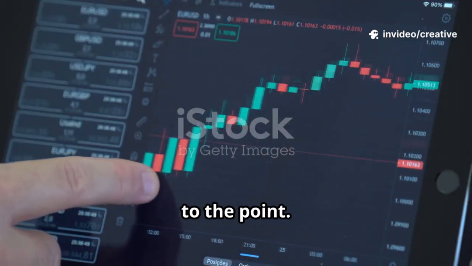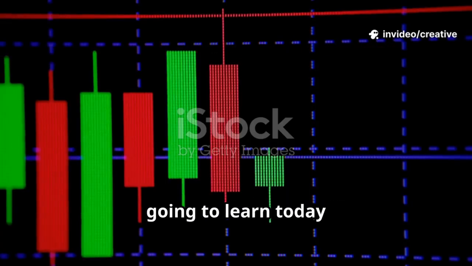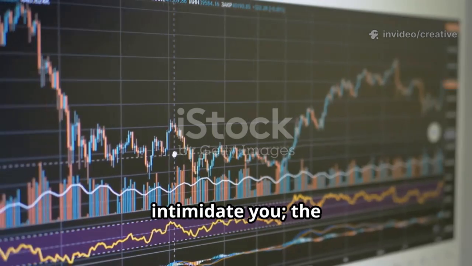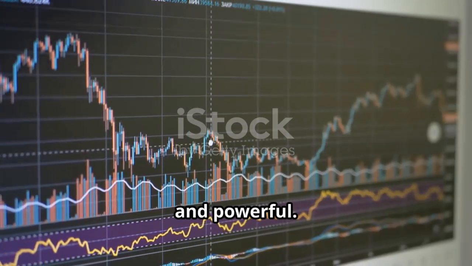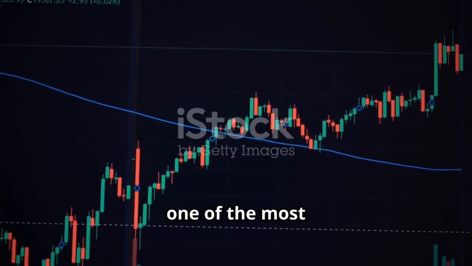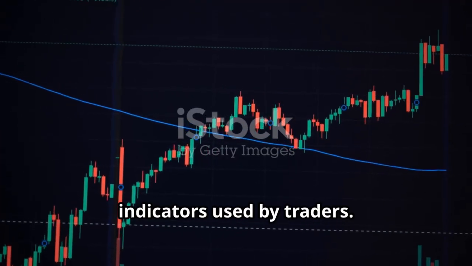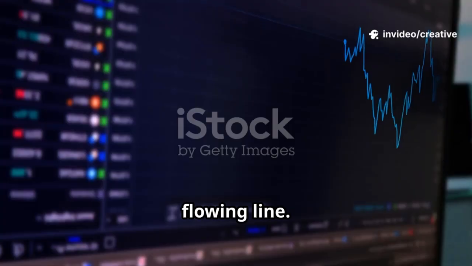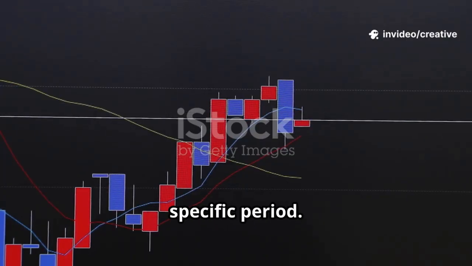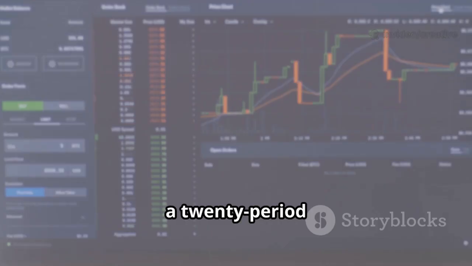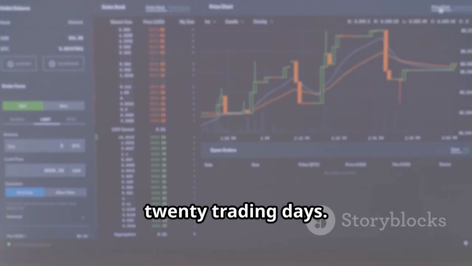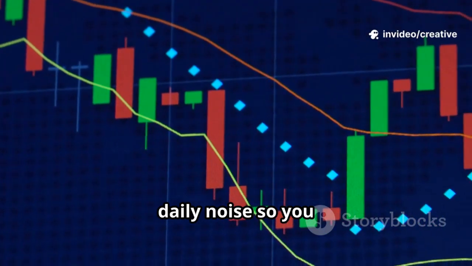Let's get straight to the point. The strategy we are going to learn today is called the moving average crossover. Don't let the name intimidate you. The concept is incredibly simple and powerful. A moving average is one of the most popular technical indicators used by traders. It helps to smooth out price data into a single flowing line. Think of it as the average price over a specific period. For example, a 20-period moving average shows the average closing price of the last 20 trading days. This filters out daily noise so you see the trend.